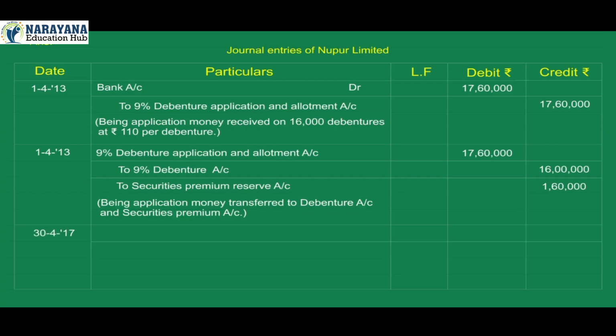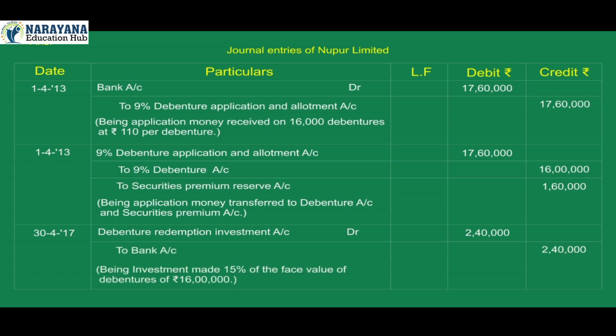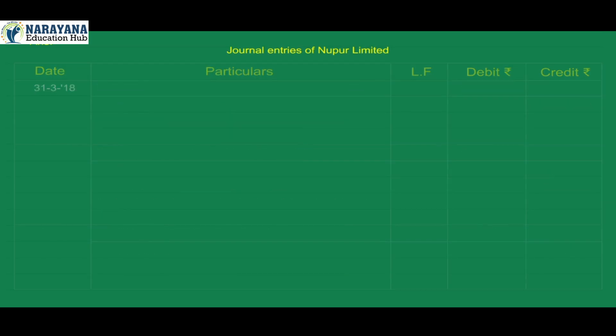30th April 2017. Debenture redemption investment account debit 2,40,000 to bank account credit 2,40,000, being investment made at 15% of the face value of debentures of ₹16 lakh.